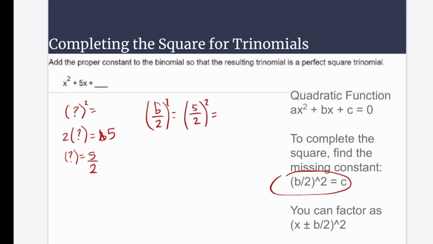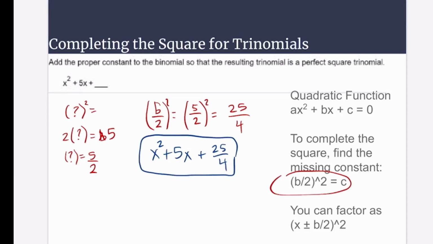I would not use decimals. There's no reason to do that. 5 over 2 squared is 25 over 4. 5 squared, 2 squared. So that is your constant. So if you add 25 over 4, that is now a perfect square. So we found our constant.